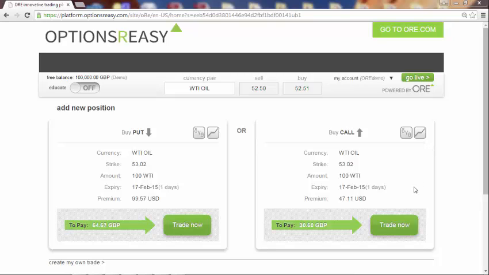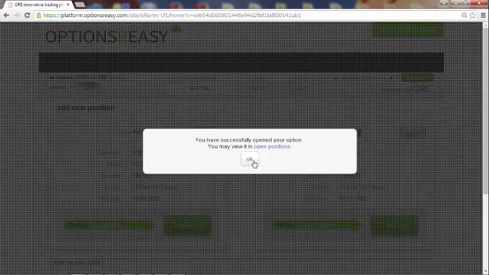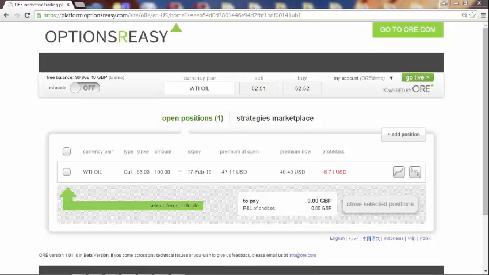Here, if I expected the oil price to rise above 52.50 in the next day, I could buy this call option and it would cost me $47. If I'm happy with that cost of $47, then I simply click Trade Now. The position is opened and I am taken to the open position screen. And here's my open trade. I can see the expiry date, how much I paid for the option, $47, and how much the option is currently worth now, $40, so the amount that I can sell it back for.